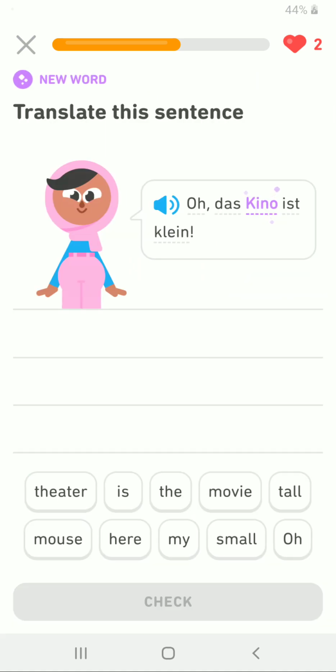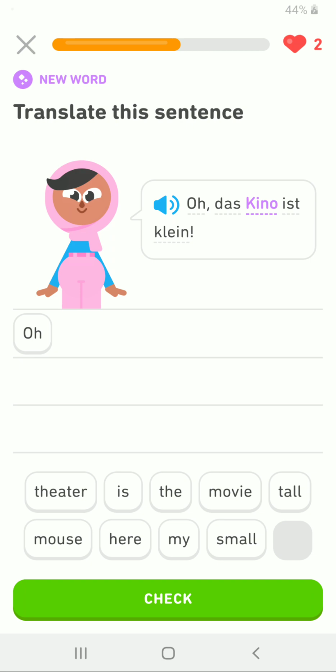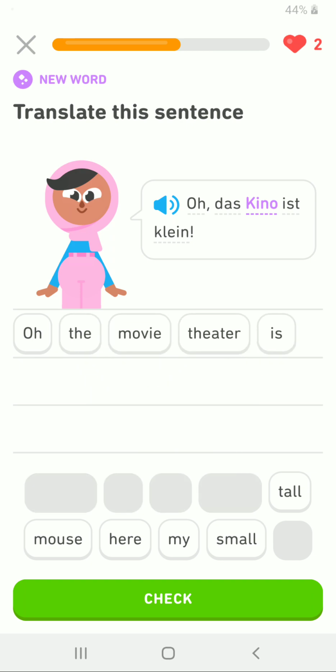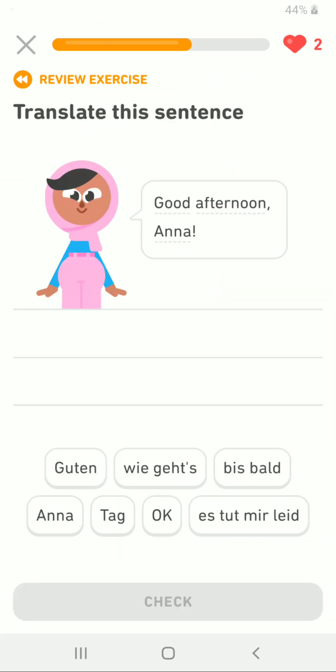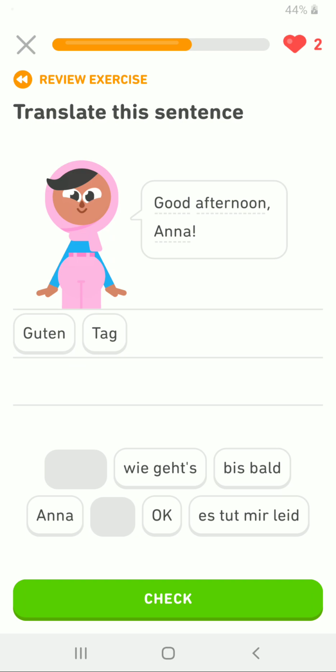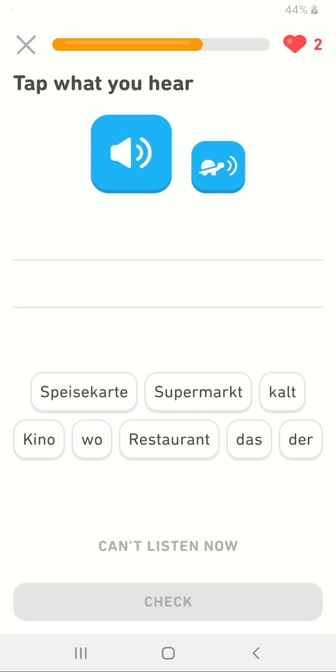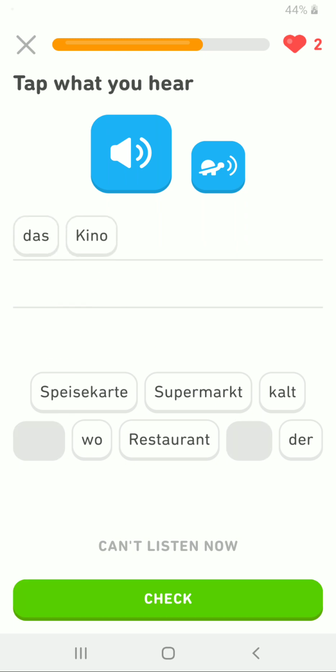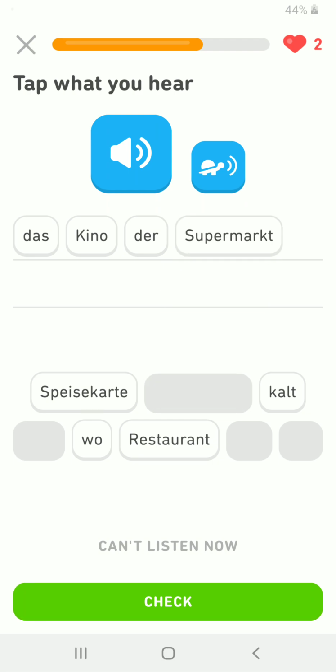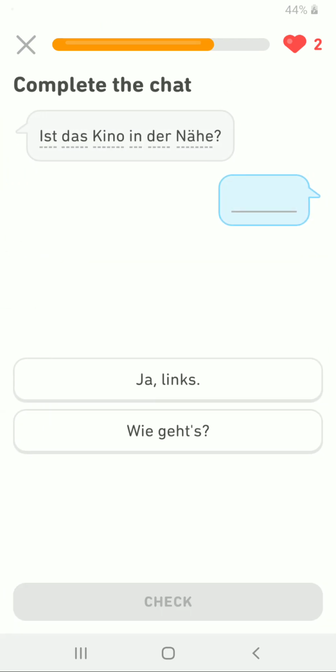Okay. Das Kino ist klein. So, the movie theater is small. No big deal here. Good afternoon. Guten Tag. Anna. Das Kino, der Supermarkt. Nice. Ist das Kino in der Nähe?